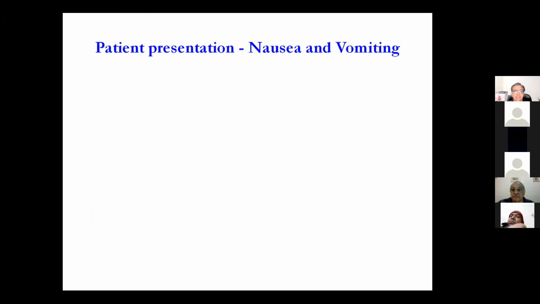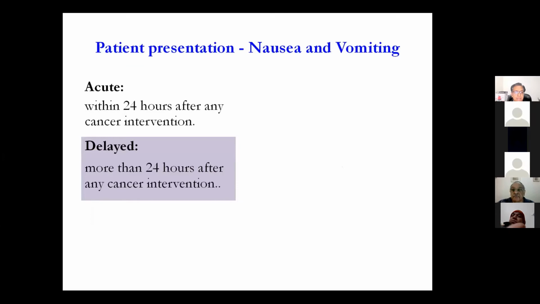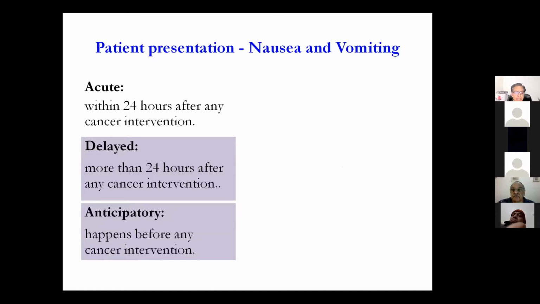Now, a patient who comes with nausea, vomiting, this nausea and vomiting can happen at various points. It could be acute because of any stimulus, that is within 24 hours after any cancer interventions, maybe the administration of drug therapy or radiotherapy or occurrence of any acute event. It could be delayed, more than 24 hours after any cancer interventions. That is called delayed emesis and can be seen with administration of chemotherapy and radiotherapy.